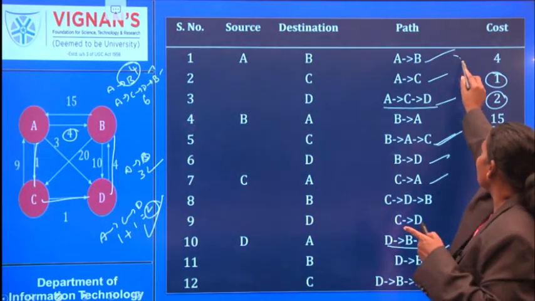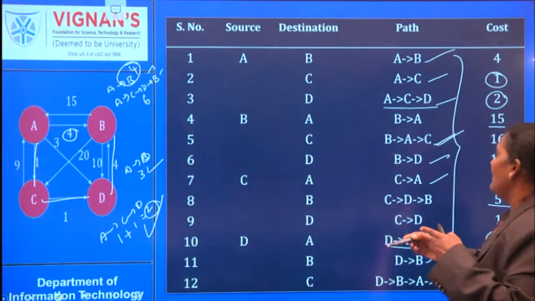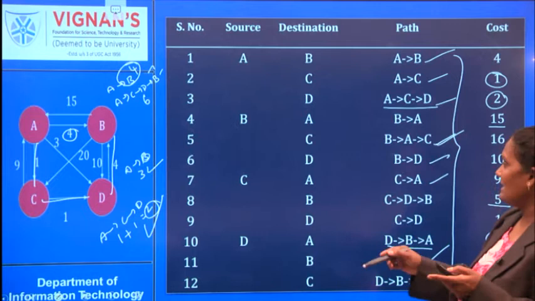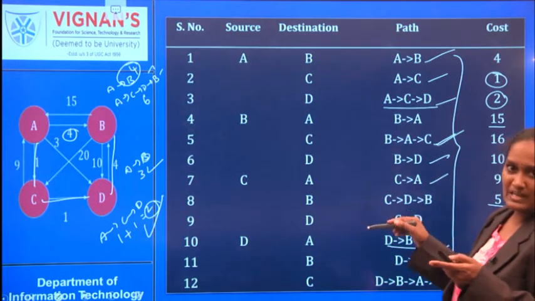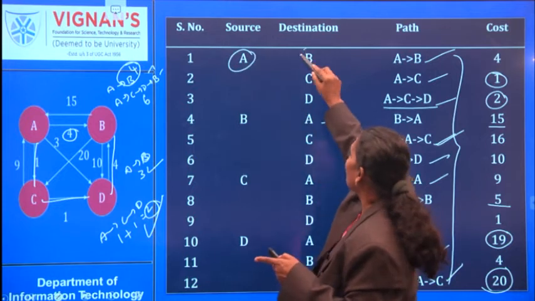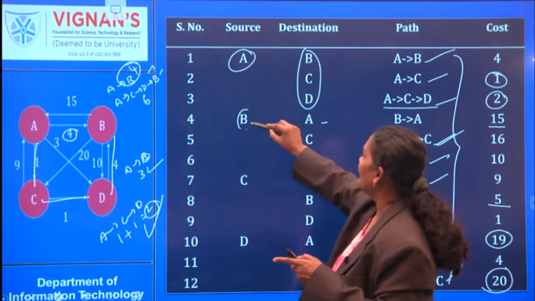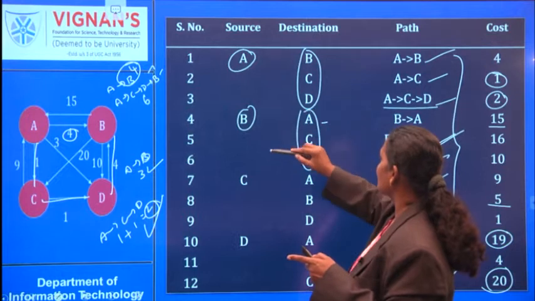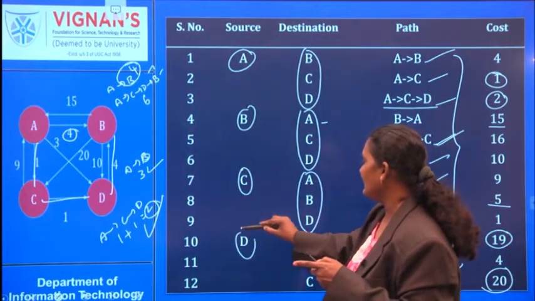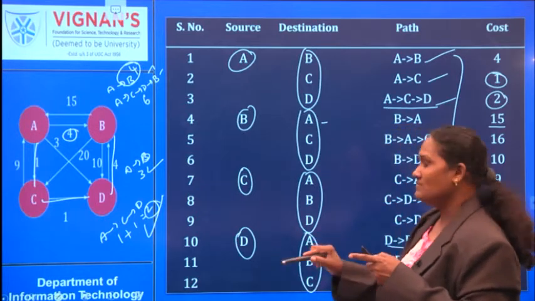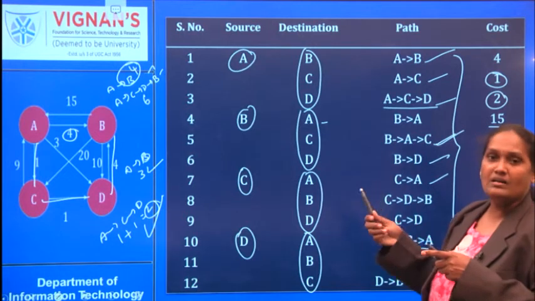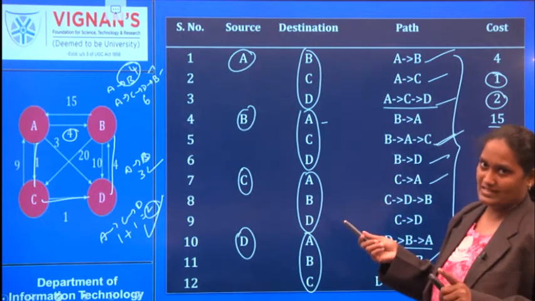So all these give the shortest paths between all pairs of vertices. Here we are going to find the shortest paths between all pairs of vertices. We are taking A as the source and B, C, D become the destinations. B as source, A, C, D become destinations. C as source, A, B, D become destinations, and D as source, A, B, C become destinations. So we found the shortest paths between all pairs of vertices.